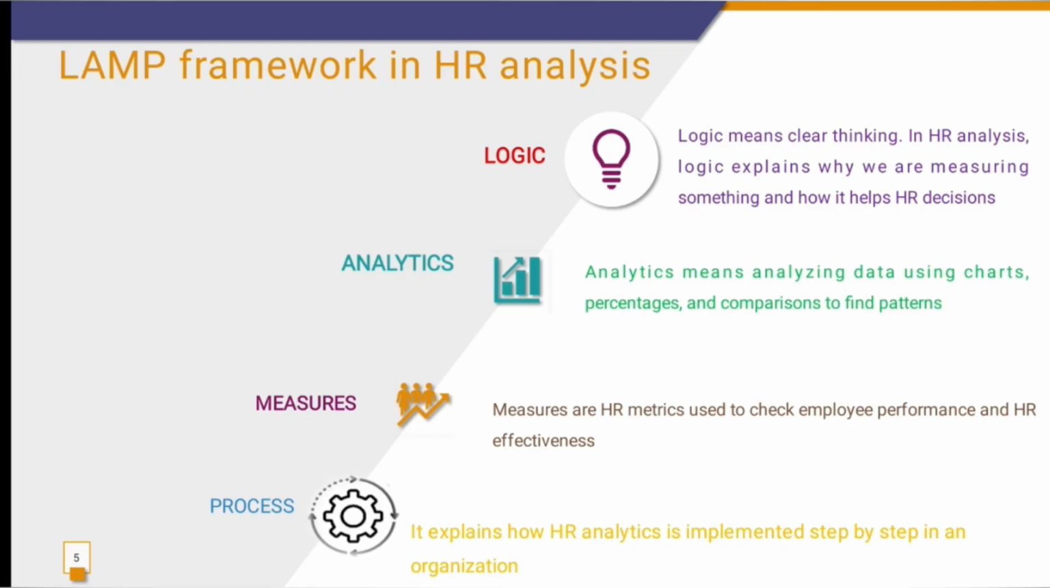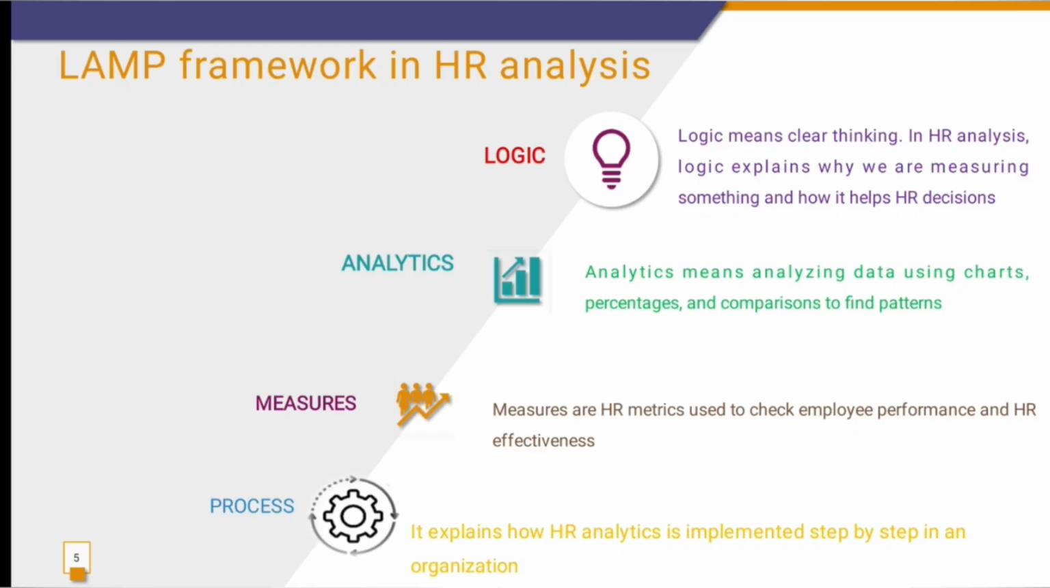So measure means what metrics are used to assess employee performance and HR effectiveness. Next one is process. It is the final component of LAMP. In the LAMP framework, the process refers to the step-by-step method used to implement HR analysis in an organization. First, collect the employee data, analyze the data and interpret the result. Finally, take HR decisions and actions.